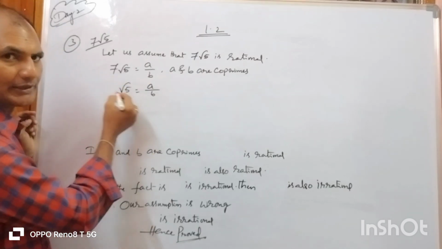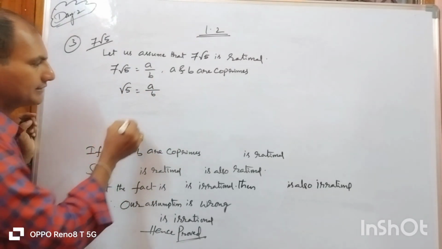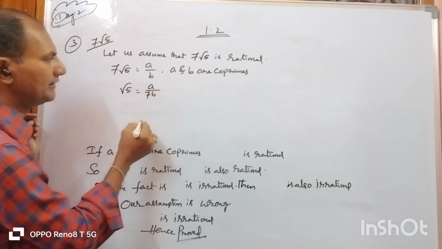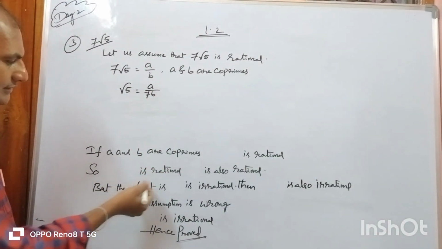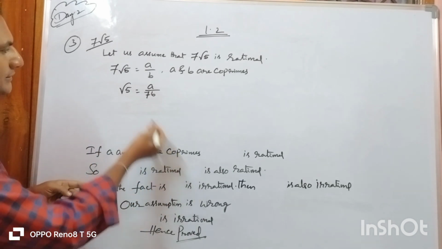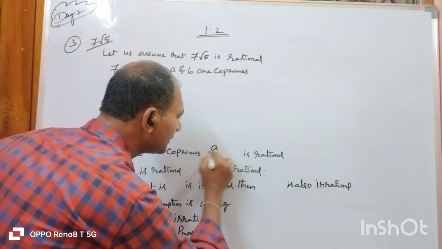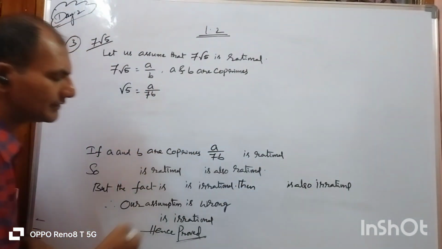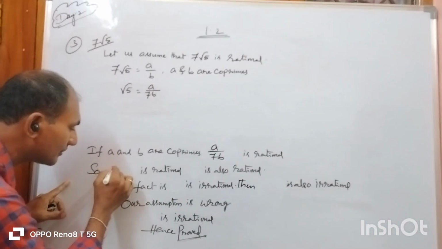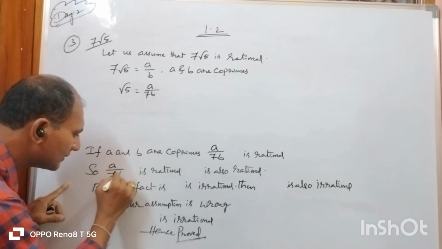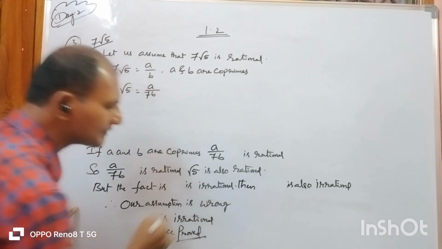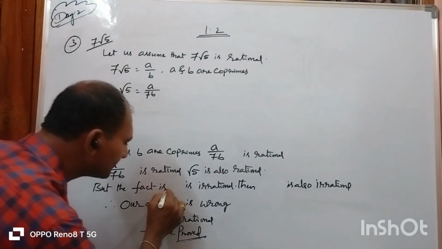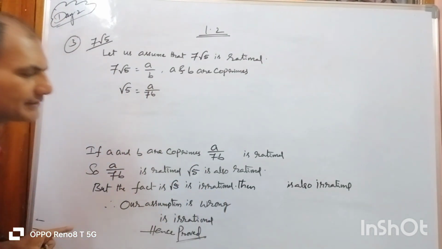7 is multiplying on the right side, so it moves as division: a by 7b. Here a and b are coprimes, so a by 7b is rational. So root 5 is rational. But the fact is root 5 is irrational.